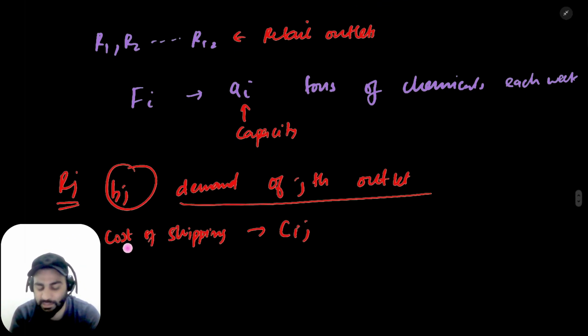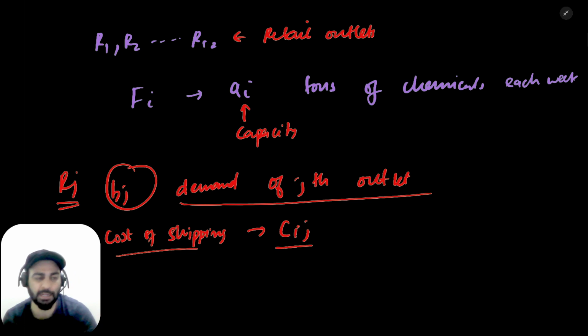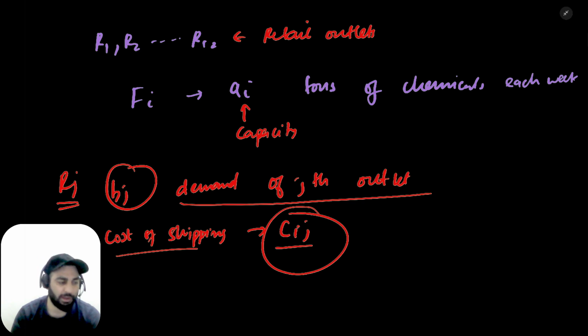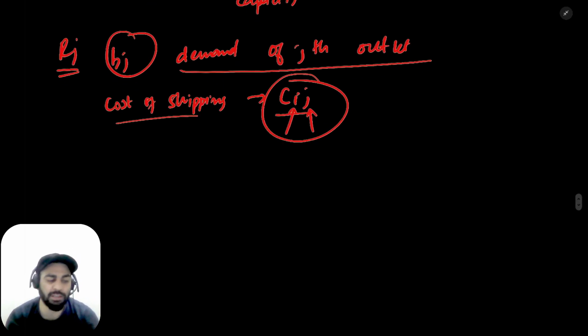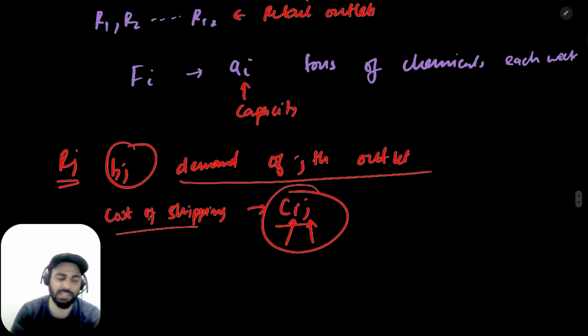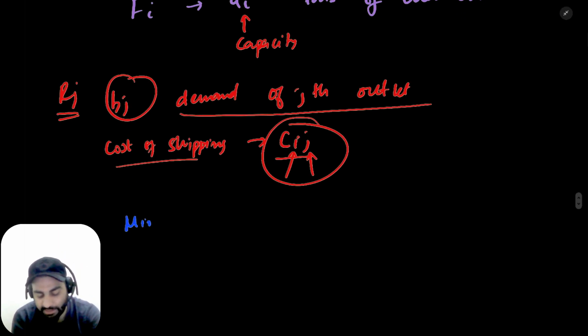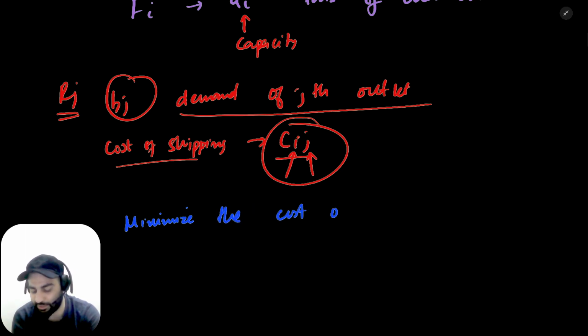The cost of shipping is Cij. This means if you have to ship 1 ton of the product from factory Fi to outlet Rj, the cost is Cij. Now the problem is to determine how much of the product to ship from each factory to each outlet, so that it satisfies all the requirements and minimizes cost. These are some constraints. We want to minimize the transportation cost.